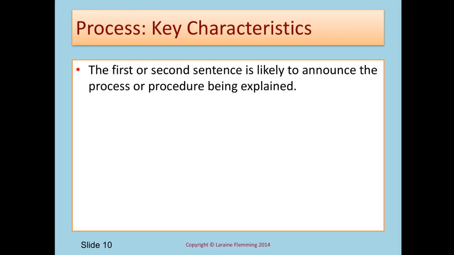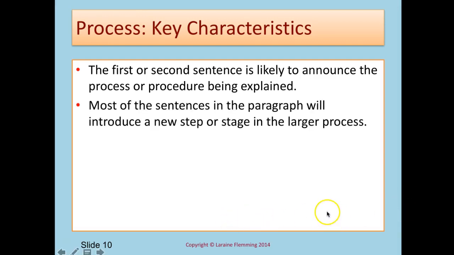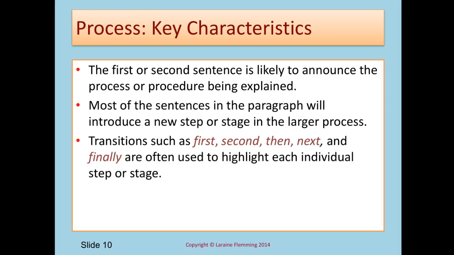Some of the characteristics of a process paragraph include that usually the first, sometimes the second sentence is going to announce what process or procedure is being explained. So we know that our topic sentence will come quite early in the paragraph. Then the rest of the sentences in the paragraph introduce a new step or a stage in the larger process. Those are your major details. If the major details or steps need further elaboration, that would come in your minor details.